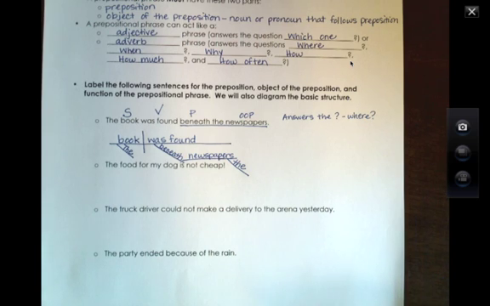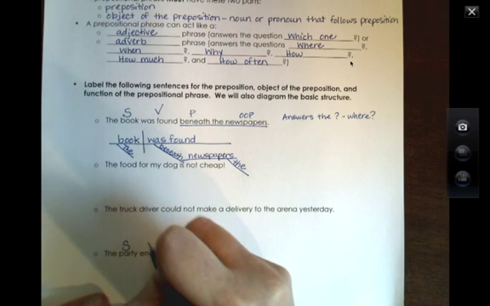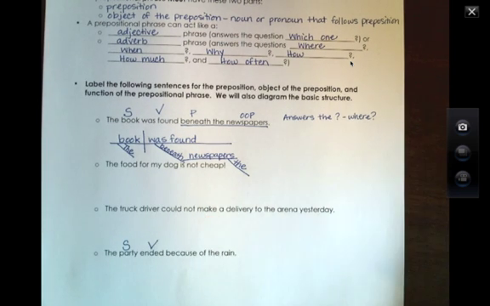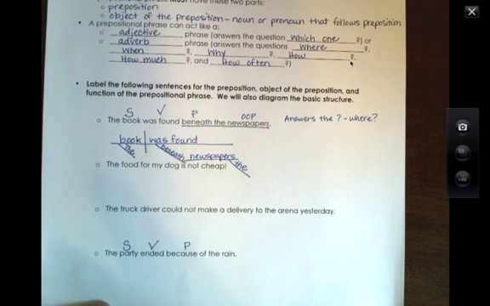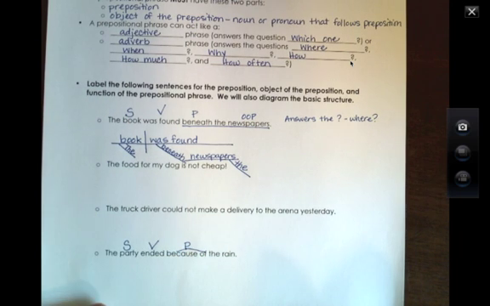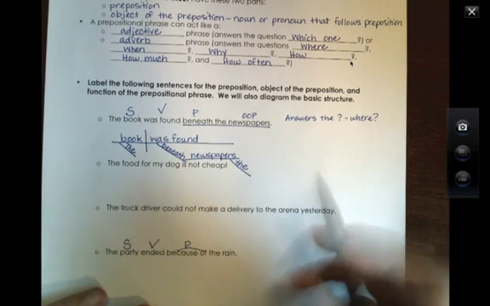The party ended because of the rain. Now let's go through again, let's identify the different parts that we have in our sentence. So our subject in this case would be party. So your verb would be ended. And then this sentence is a little different than the first sentence that we diagrammed because we have a compound preposition, because of. So I'm just going to put a P over that. And we have to know that the preposition includes both because and of in this case. And then my object of the preposition, the noun or pronoun that follows it. Rain.